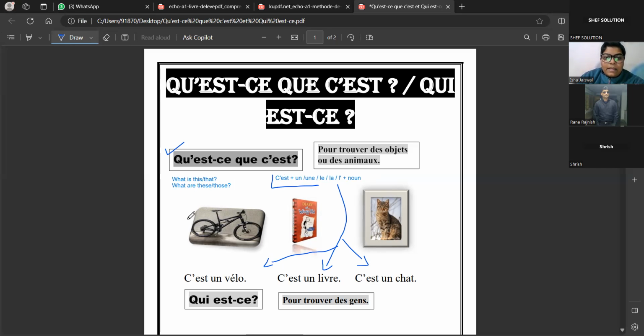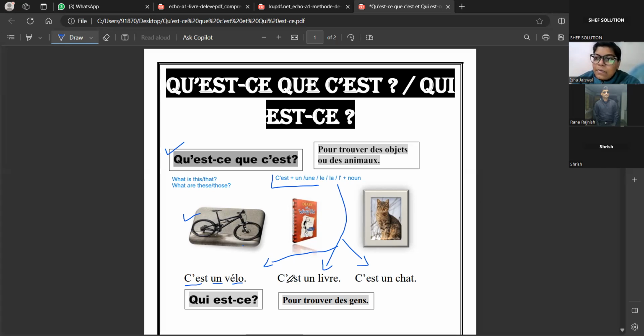Suppose for this, I'll ask qu'est-ce que c'est? What is this? Or what is that? So the answer that will come is c'est, plus I'm adding an article, and then adding a noun. Cycle in French is vélo. So, c'est un vélo. So this is a small sentence.